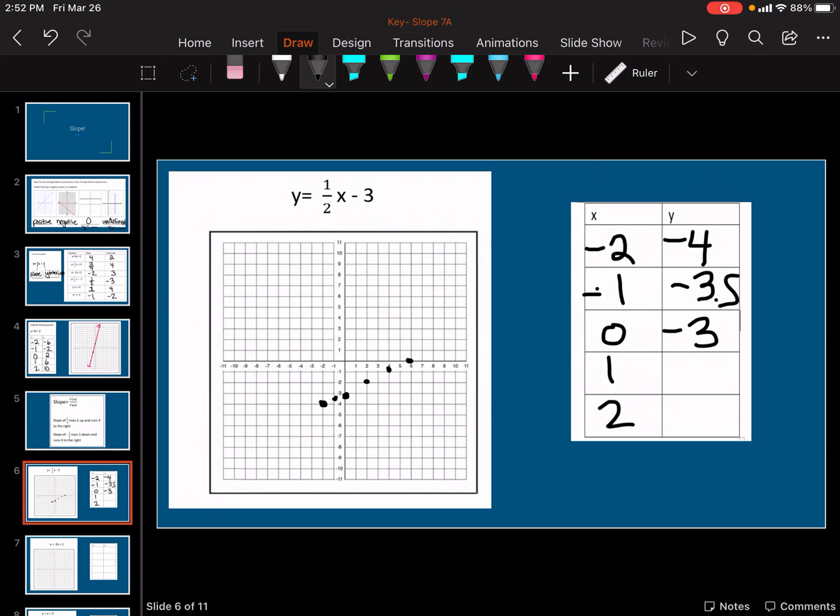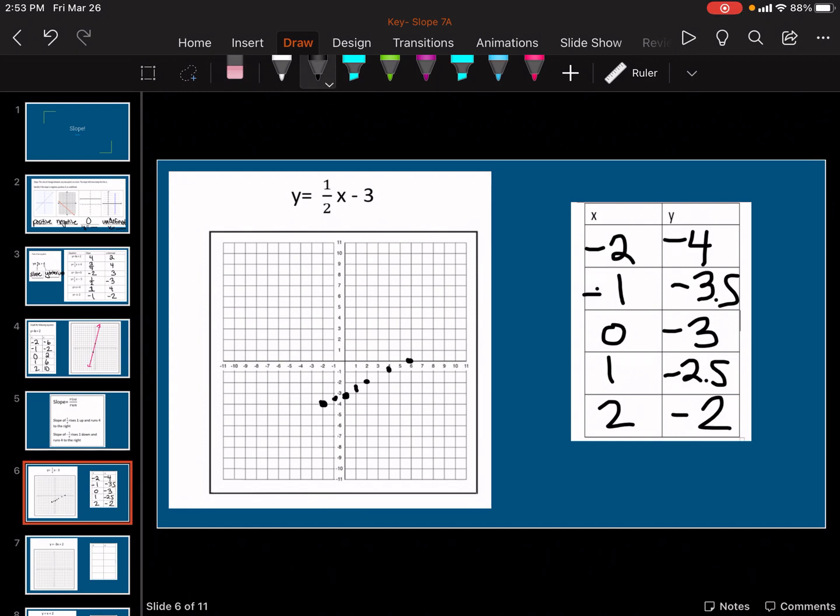0, -3. Let's see what 1 would be. 1 times 1/2 is 1/2. So 0.5 minus 3 would be -2.5. Yep, that would be right there. And then 2 times 0.5 is 1, minus 3 is -2. So that was right.